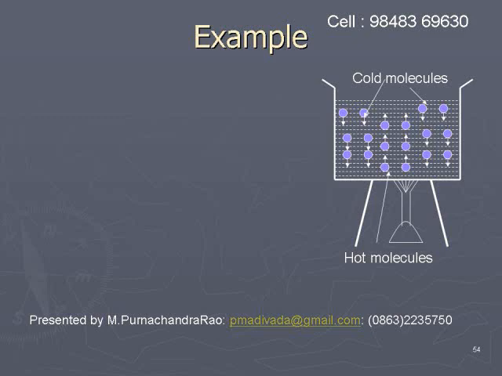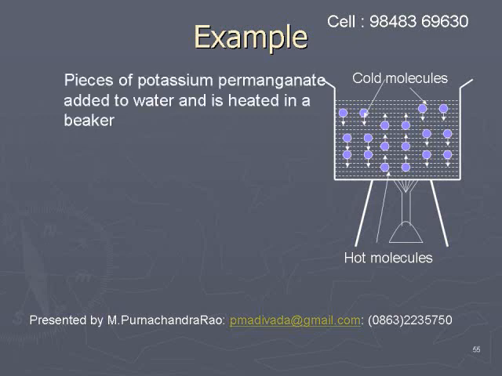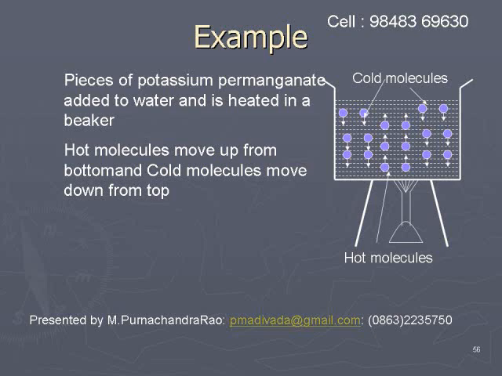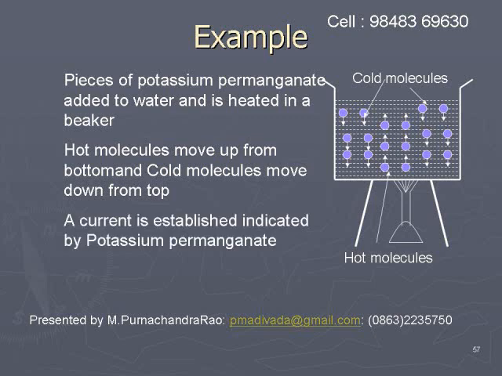To understand the process of convection, let us take water into a vessel, into a beaker, and let us add pieces of potassium permanganate to the water in the beaker. Keep the beaker on a stand and then heat the water in the beaker. Then the molecules of water at the bottom of this beaker receive heat energy and they become hot, so their density decreases. The bottommost molecules receive heat energy and this becomes a low dense region.